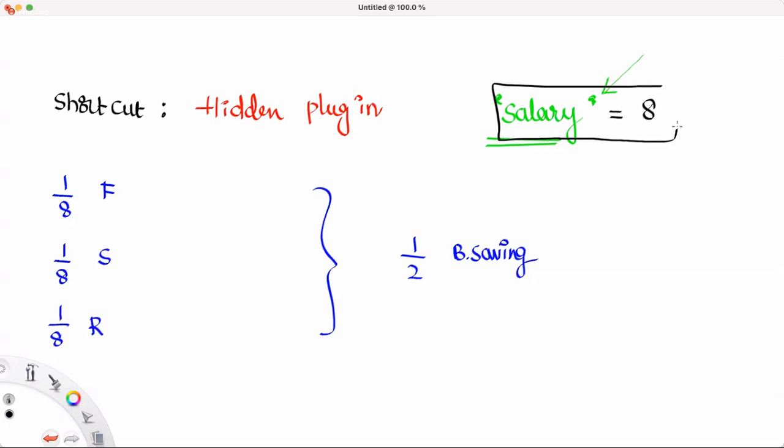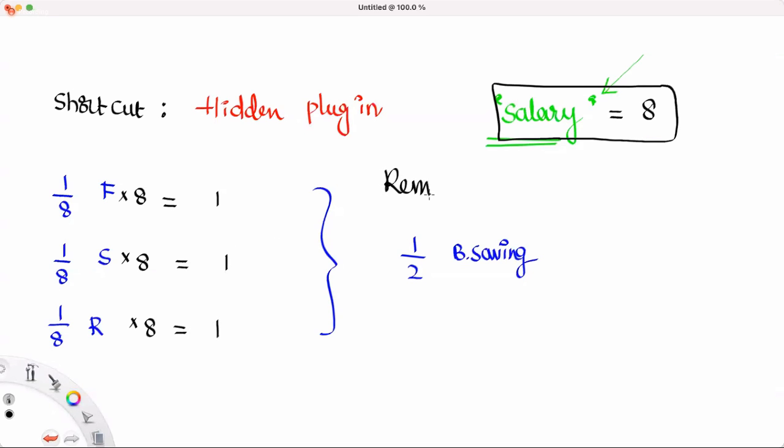So what is a common multiplier? 8. So I'm plugging in salary as 8. Plug in some number so that it makes you feel very comfortable. So out of 8 rupees, 1 by 8 of 8 rupees is gone for food. That means 1 rupee. 1 by 8 of 8 rupees is gone for shopping, that means 1 rupee. 1 by 8 of 8 rupees is gone for rent, that means 1 rupee. So out of 8 rupees, 3 rupees is spent.